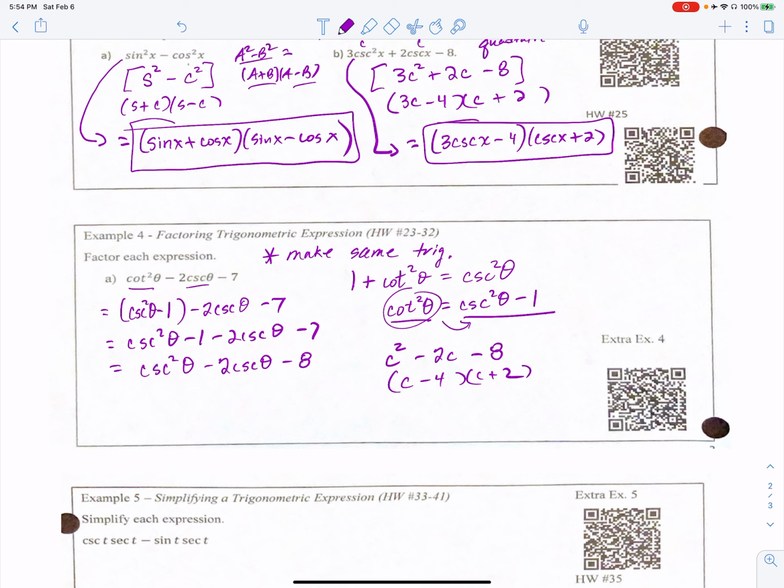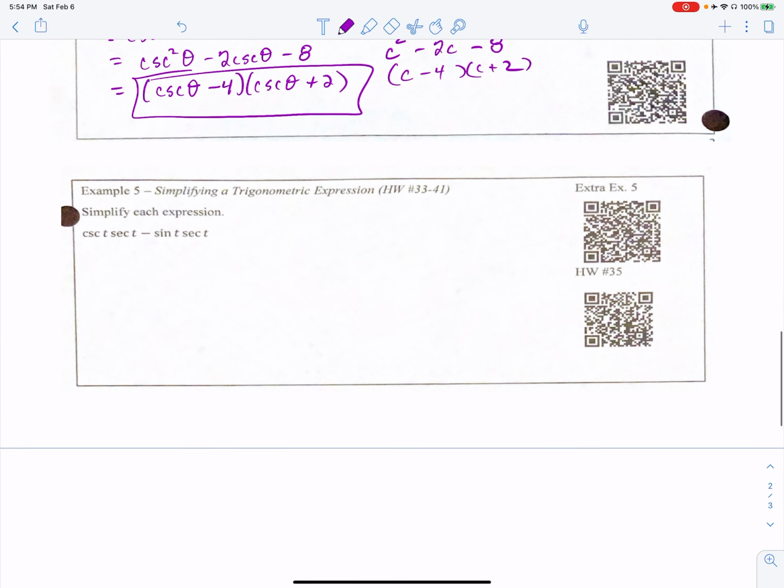But it isn't, c is replacing cosecant, so that means that this is going to factor to cosecant, don't forget the theta, minus 4, cosecant theta plus 2. So sometimes you have to replace things so you can get it into the same trig function so it's ready to be factored. And notice we've got some hints about what homework problems you might be using these techniques on.